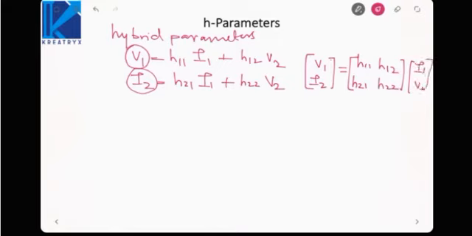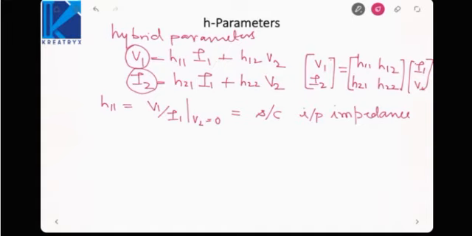Okay. Now, if you wish to find H11, H11 will be equal to V1 by I1, but when V2 equal to 0. So, it is driving point impedance under short circuit. So, it will be known as short circuit input impedance. What about H12? It is V1 by V2 provided I1 equal to 0.